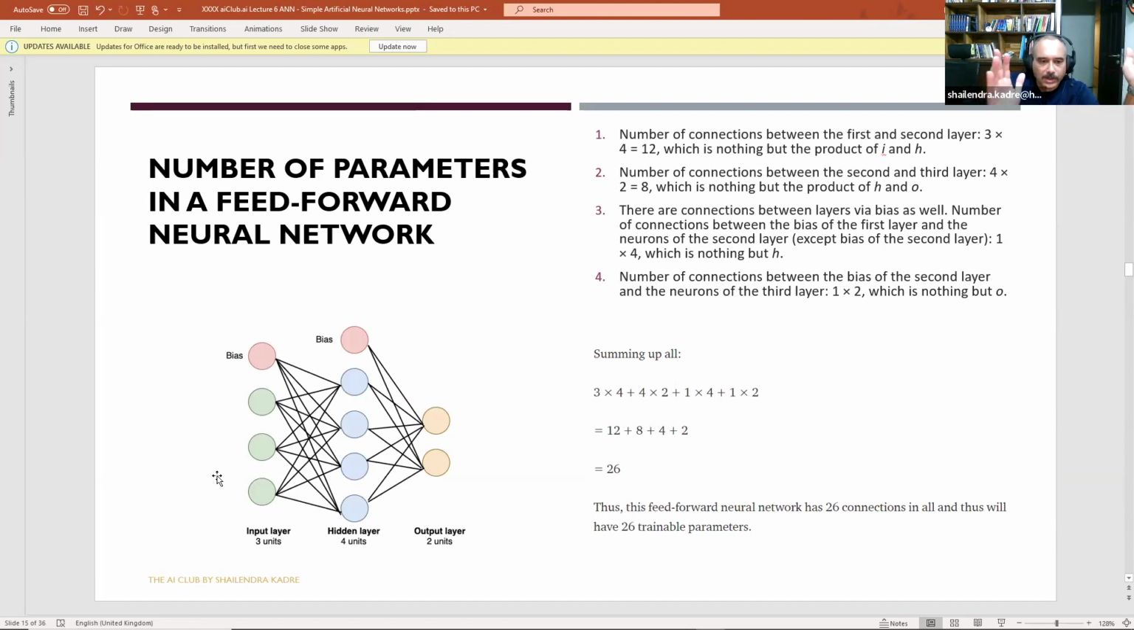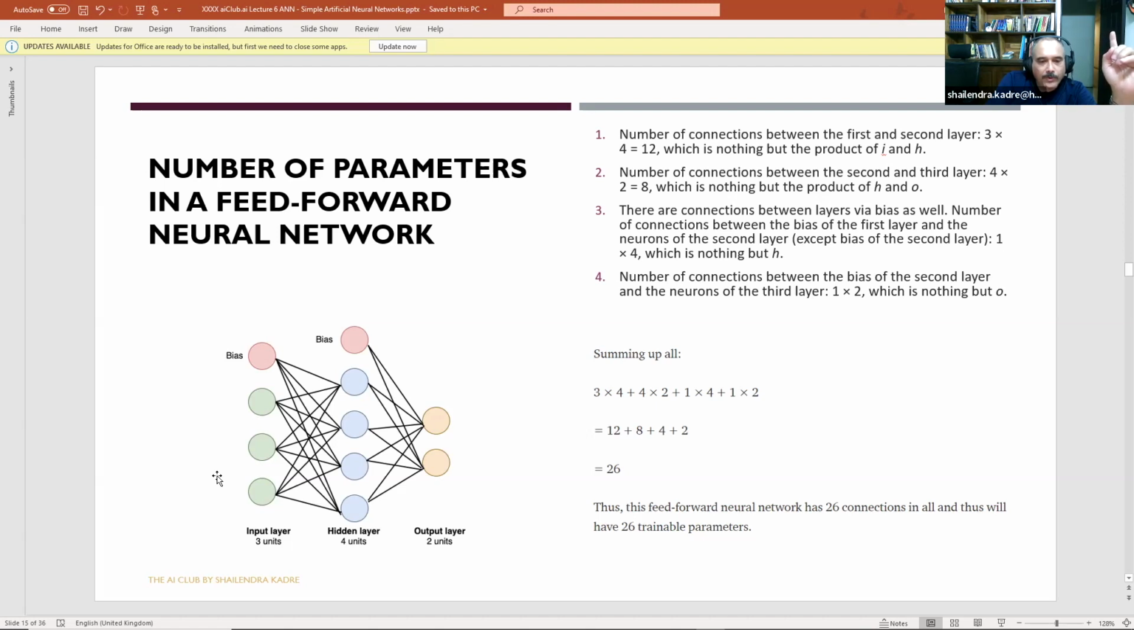Okay, so on the left-hand side you see we have a simple neural network with 3 inputs, the green ones. We have one hidden layer with 4 neurons, the blue ones. Then we have two neurons in the output layer. Here he has put one bias in. I told you we add one bias per neuron.